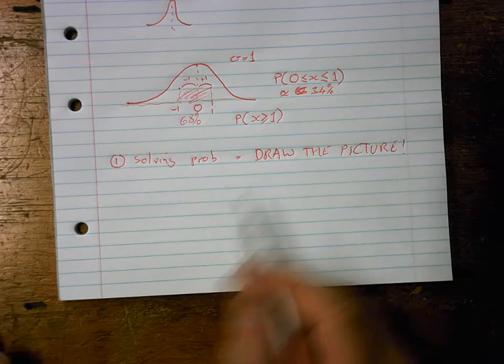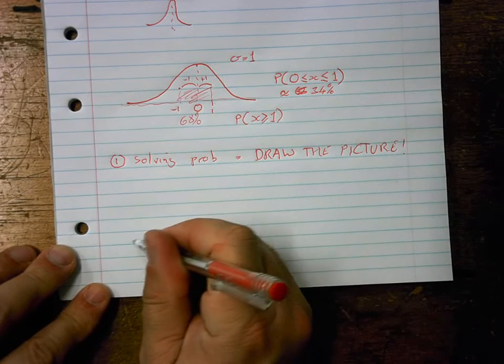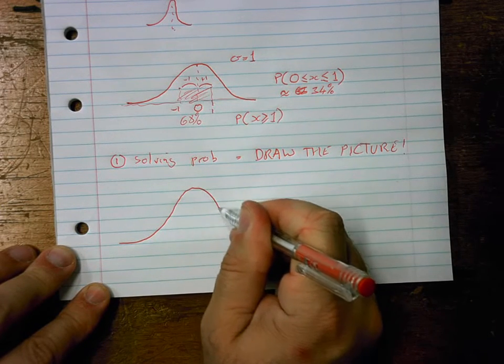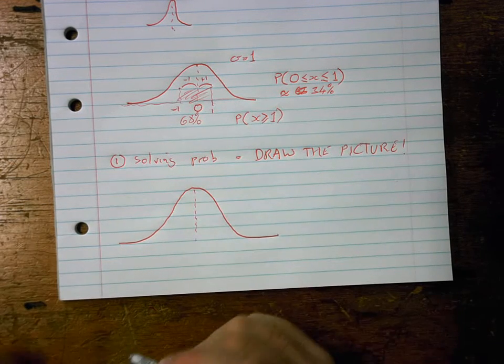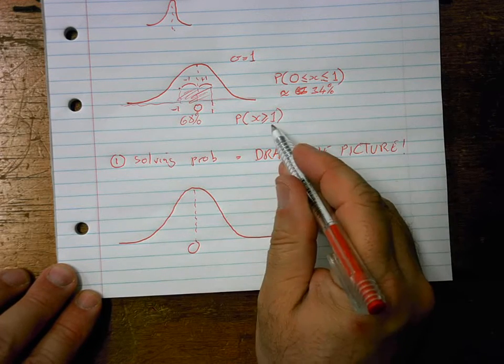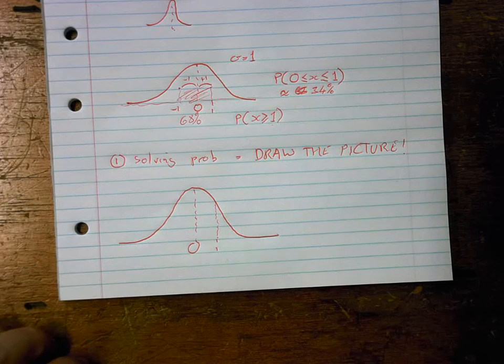Okay? So I want the probability that it's greater than 1. So here I go. I draw my picture. I just draw it freehand. I'm not too worried about getting it absolutely perfect. That little dotted line there, what's that number? What have I already told you that number is? 0. Excellent. Good. I want 1. So I put a little mark 1 and go up like this.